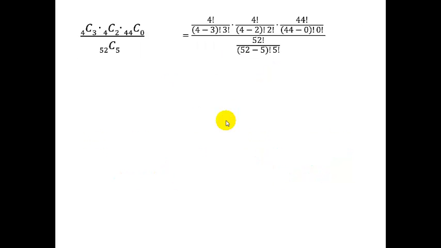Plugging our values into our combination formula. I'll give you a minute to check that you've plugged yours in correctly. Simplifying, 4 minus 3 gives us 1. 4 minus 2 gives us 2. 44 minus 0 gives 44. And 52 minus 5 gives 47.